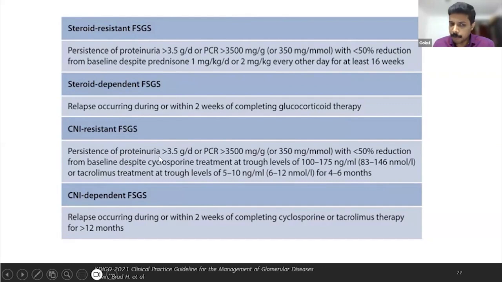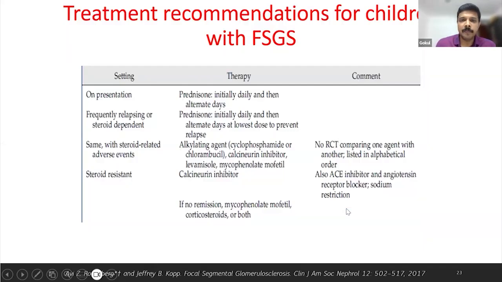Next is CNI resistant FSGS. When the proteinuria persists more than 3.5 gram per day with less than 50% reduction from baseline, despite having cyclosporine and tacrolimus at the target trough levels for 4 to 6 months. If they are having persistent proteinuria even after 4 to 6 months, then we can label it as CNI resistant FSGS. Next is CNI dependent FSGS, meaning relapse which occurs during or within 2 weeks of completing cyclosporine or tacrolimus therapy for more than 12 months.